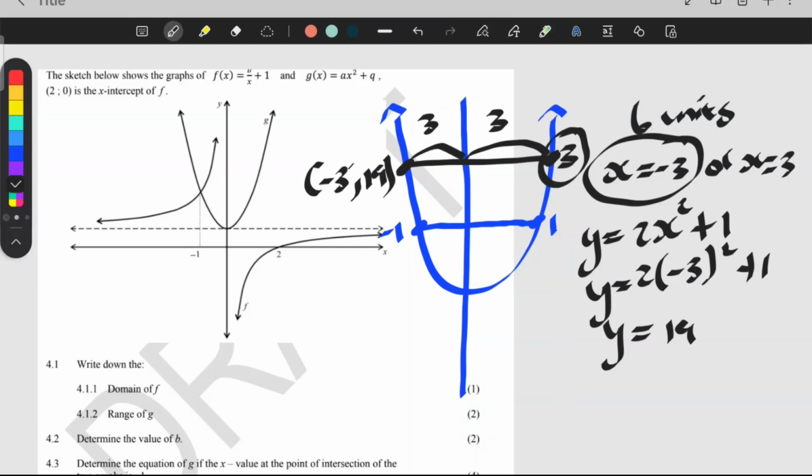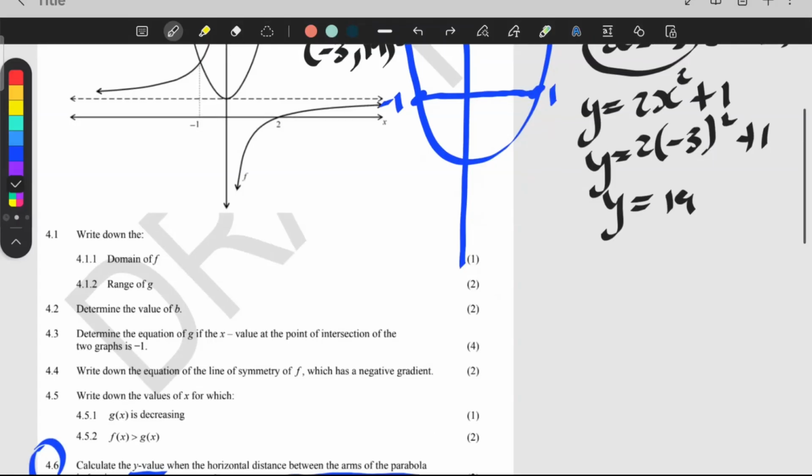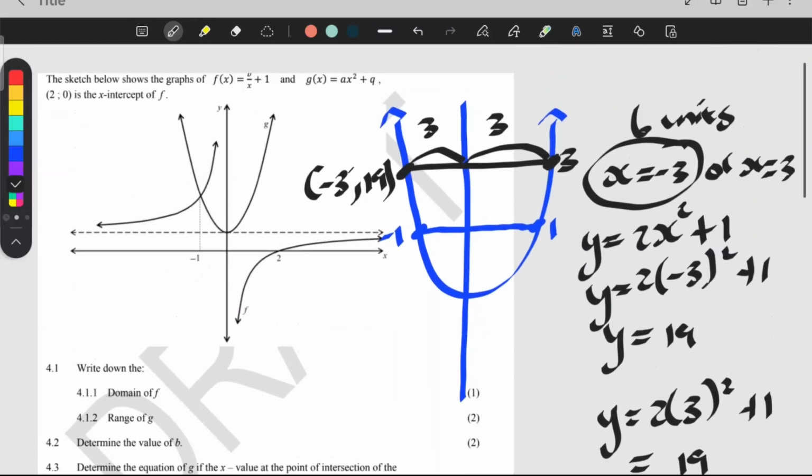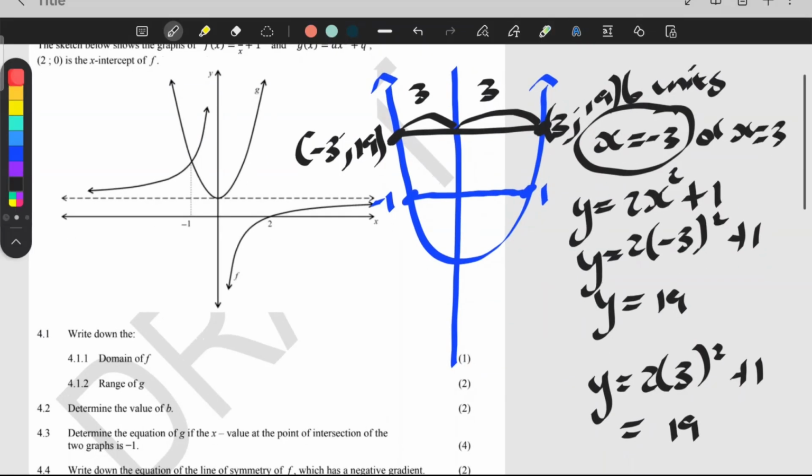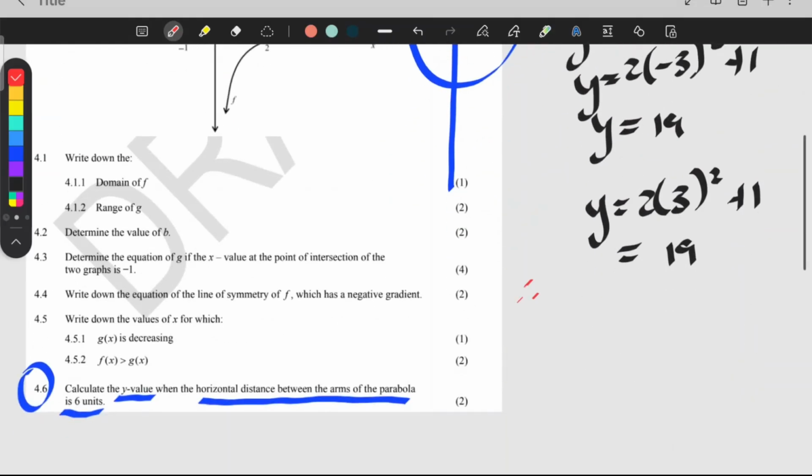And then this point over here, just to make sure, let's sub in a +3. You'll see you get the same answer. This is also 19. So this point over here is 3 and 19. So now the question is, what is the y value when this distance is 6 units? So therefore, the y value is 19.